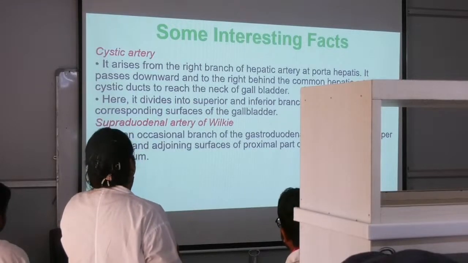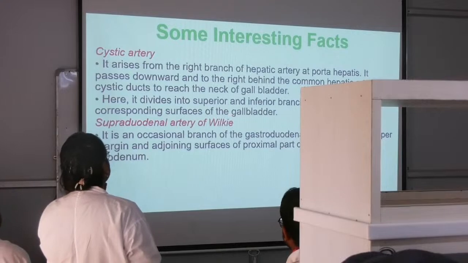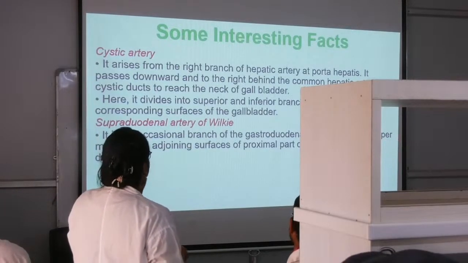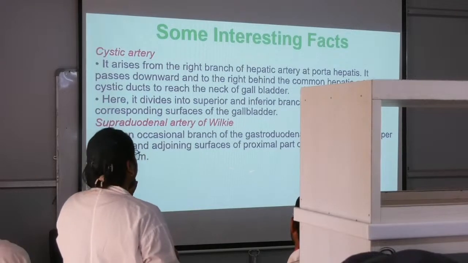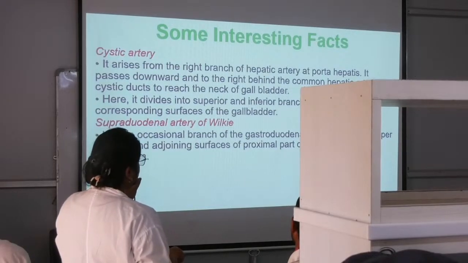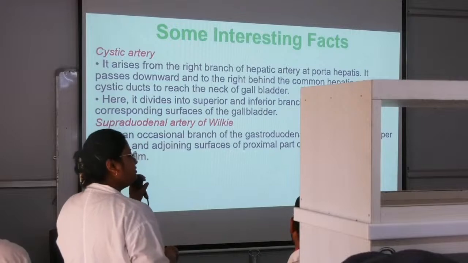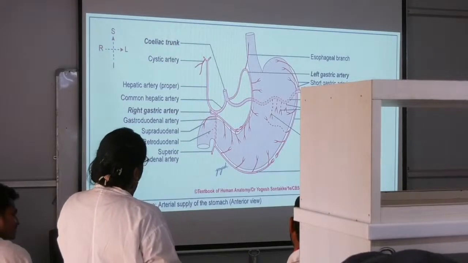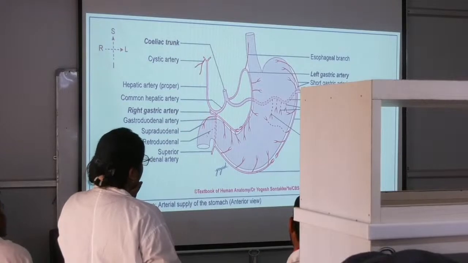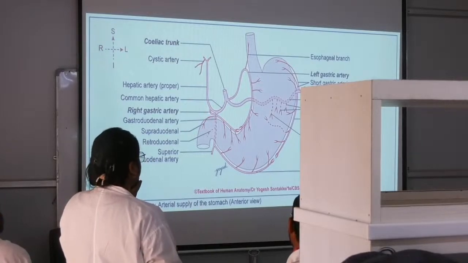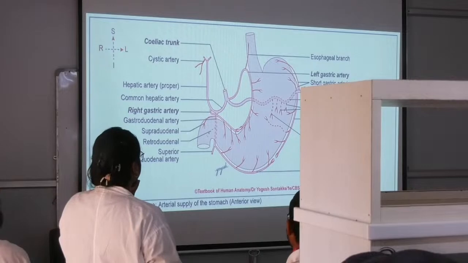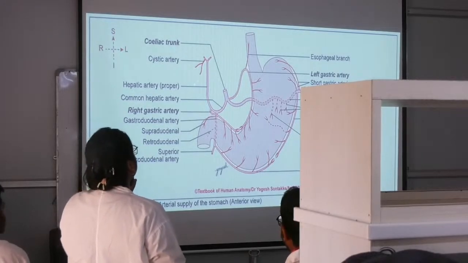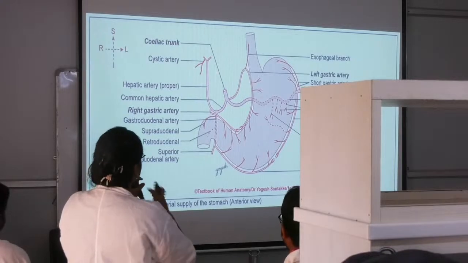Okay. Next is supraduodenal artery of Wilkie. It is an occasional branch of the gastroduodenal, supplying the upper margin and adjoining surfaces of the proximal part of the first part of the duodenum. Okay. Next. So you can see this is the supraduodenal artery of Wilkie, commonly asked in your Viva and MCQ. Okay, branch of gastroduodenal. And this is the cystic artery dividing into two branches.